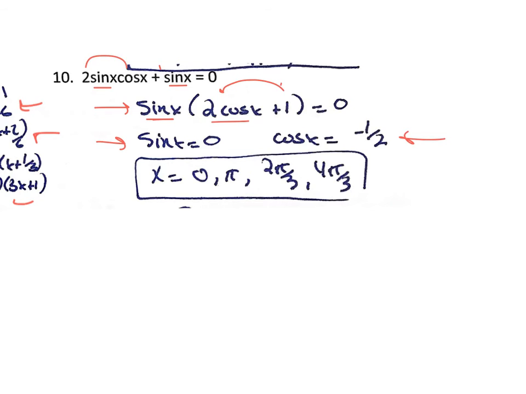Sine is 0, where's y 0? Y is 0 at 0 and pi. Where's cosine -1/2 at these two places? I forgot my degrees again. That'd be 0 degrees, 180 degrees. Let's see, 120 degrees, and also 240 degrees.